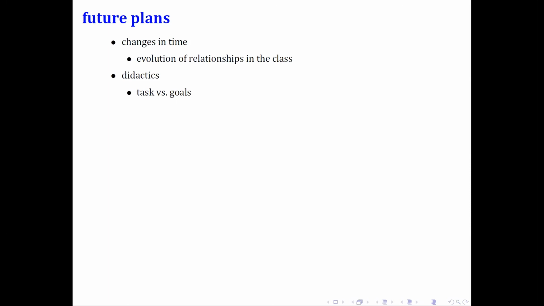Tasks versus goals. It means tasks will be objects and goals will be attributes, and as a result we hope to obtain some generalization of the graded task system, because a graded task system is a linear ordering of tasks which is used in didactics, but by this method we obtain not a linear system, but this concept lattice.